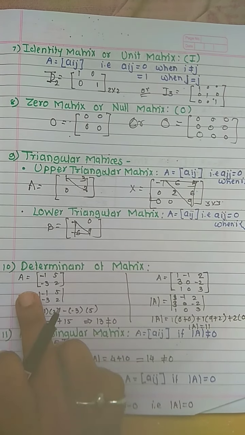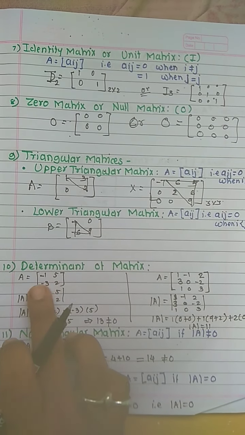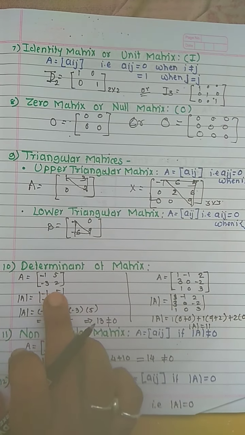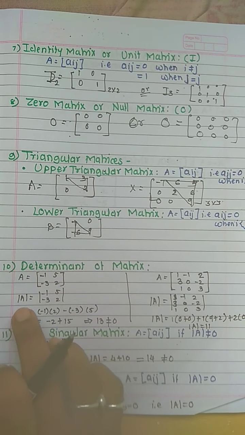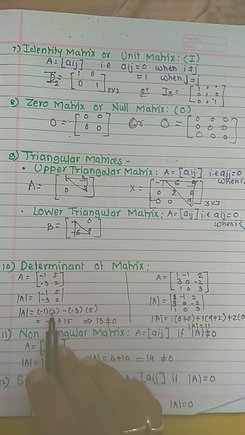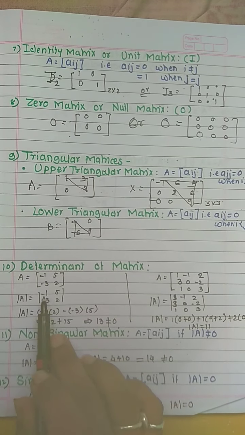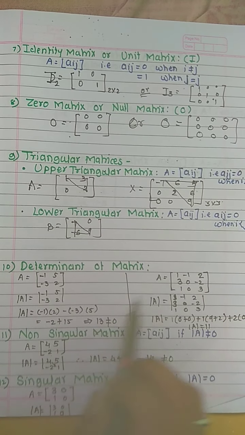Next, determinant of a matrix. Suppose A is a matrix with first row elements minus 1, 5 and second row elements minus 3, 2. It is a square matrix also. Therefore, the determinant of A is written with two vertical lines, writing the elements inside the two vertical lines, and we can simplify: minus 1 into 2 minus 3 into 5, and simplifying this equation, we get 13.